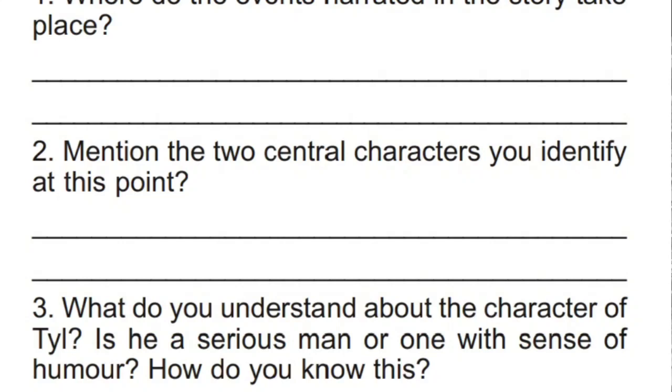I have noticed that some students have written Battenburg as 2 different words. You have to write it as a single word. Then the second question was, mention the 2 central characters, the important characters that you identify at this point. You have seen 2-3 characters by now, and the most important among them are, of course, the main character Tile and the captain of the guard.